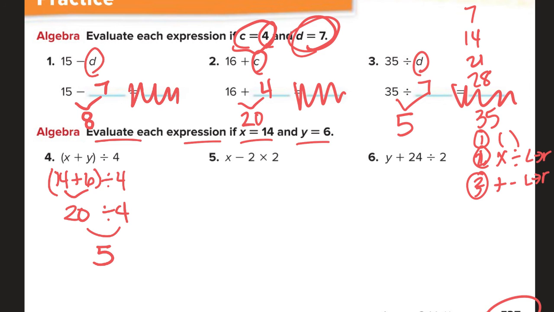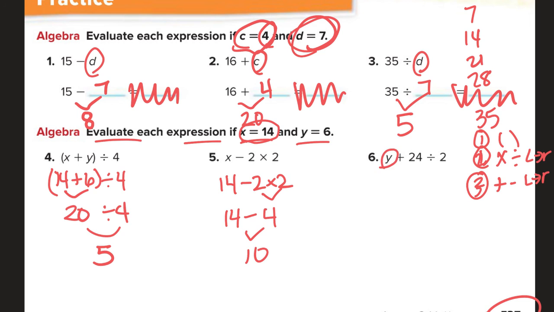There we go. Now x here, I've got 14. Put it right underneath the x. Okay, good. Look at this. We've got a subtracting and a multiplying. What do I do first? First, I need to multiply, right? Multiply comes before subtracting. So I'm going to get 4 here. So I get 14 minus 4, which is 10.